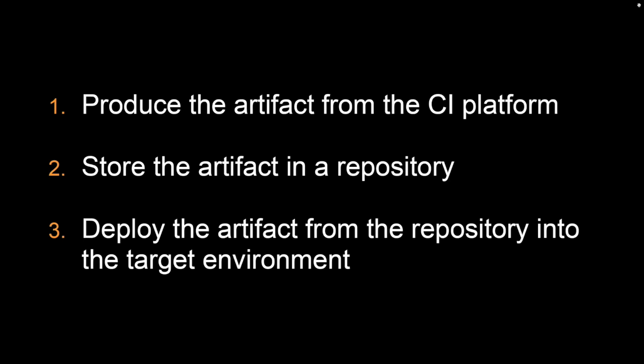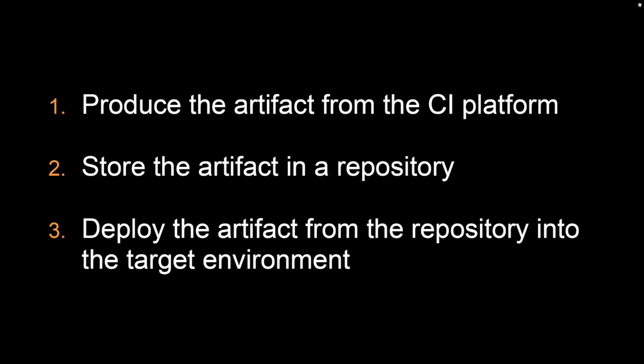And in basic terms, this is what happens in the background. So you're producing your artifact from your CI platform. In our case, we're going to be using Jenkins in a demo we're going to show you in a few minutes to do that. You store those artifacts in a repository or repo, and in our case, we're going to be using Amazon S3 as that repository. And then you deploy the artifact from your repo into your target environment. And in our example, we're going to be using CloudFormation to drive that deployment as well.